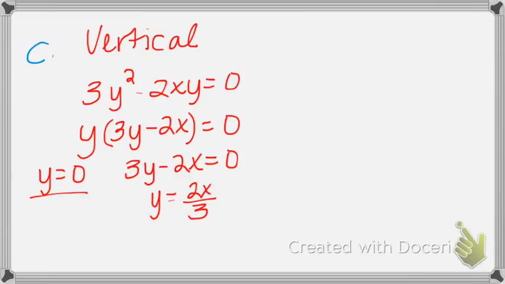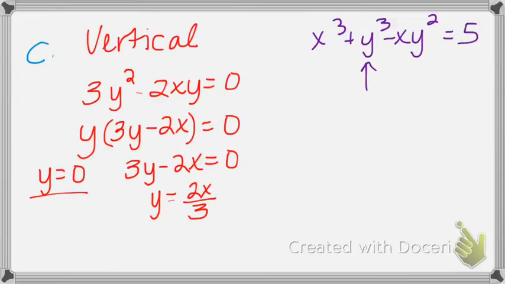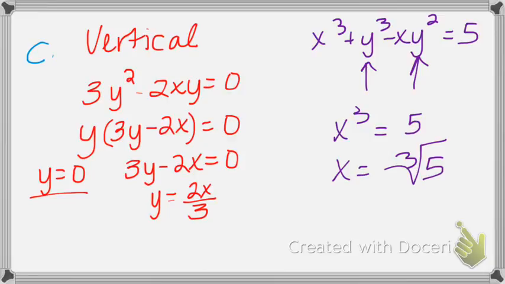Now, this one's pretty helpful because once you realize one of the places where you have vertical tangent lines, to get the x, you plug that back in the original equation. So just remember our original equation was x cubed plus y cubed minus xy squared equals 5. So if I plug a 0 in for y, I get x cubed equals 5. Take the cube root on both sides, so x is the cube root of 5, which means one place of a vertical tangent line would be the cube root of 5, 0.